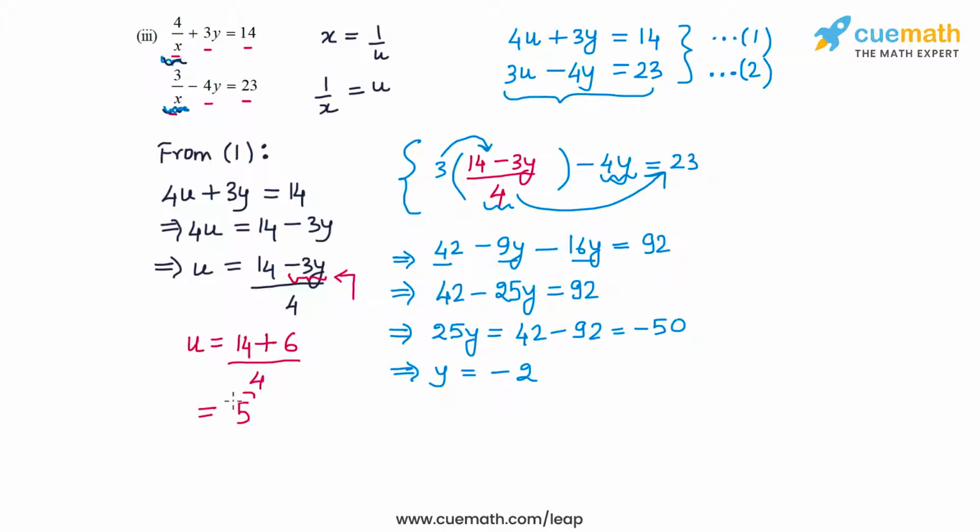So u is equal to 5, and this means that x, the original variable x, is equal to 1 by u, or 1 by 5. So the answer to this pair of equations, the solution of this pair of equations, is x is equal to 1 by 5 and y is equal to minus 2.